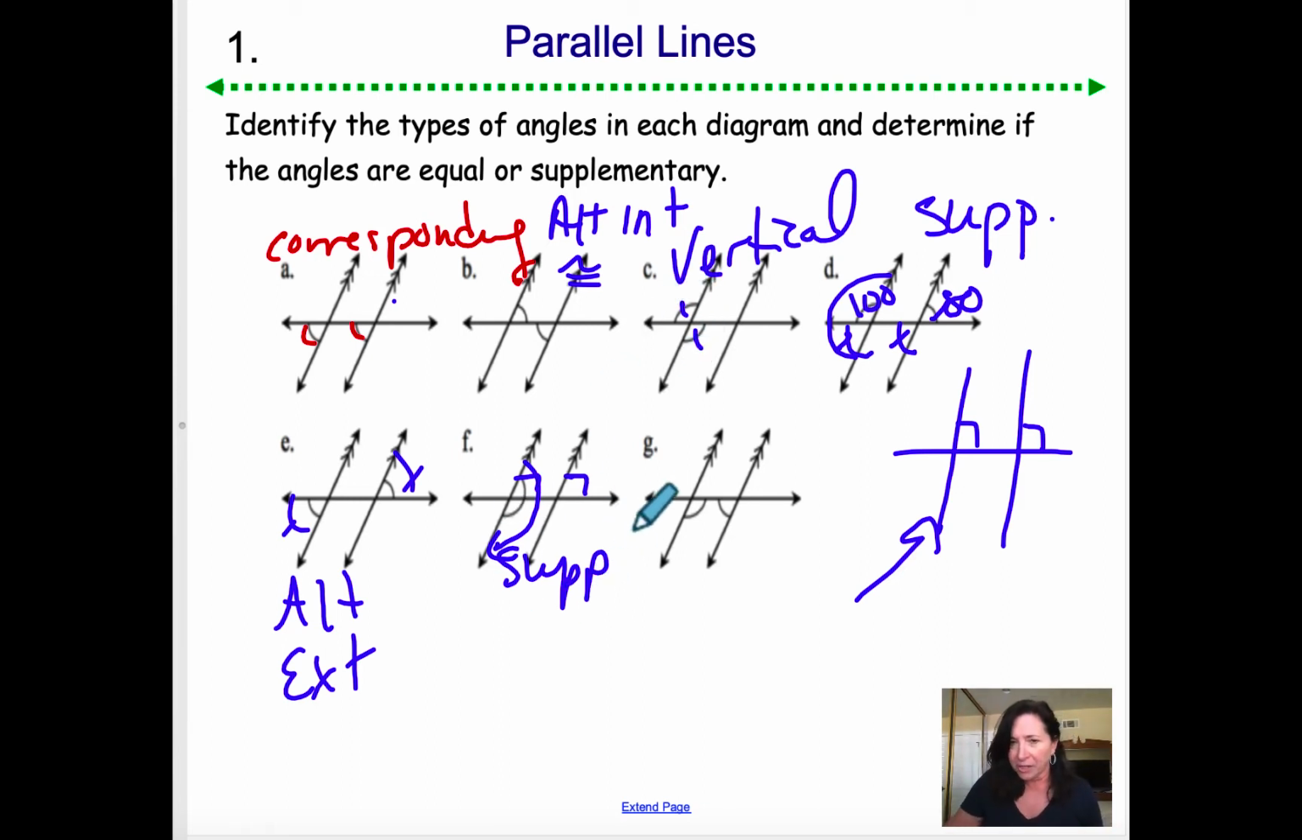So they're supplementary, as well as G, which these are, we call those same side interior angles because they're on the same side and they're inside my parallel lines. So we call those same side interior angles. And again, not congruent, but supplementary.